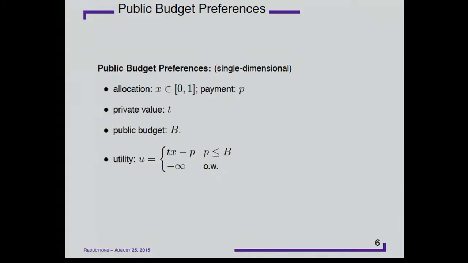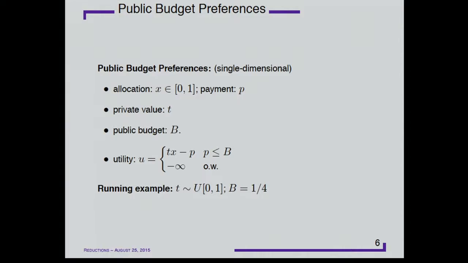So I have an agent with a private value T for receiving some good. I can give them the good with some probability, X, and charge them some payment P. Okay? They have a public budget, and so their utility function is this. They get utility T times X minus P. That's your usual quasi-linear utility, except that it requires that the payment be at most the budget. If the payment is bigger than the budget, they have negative infinity utility. Okay, this is a somewhat standard model for thinking about budgets.